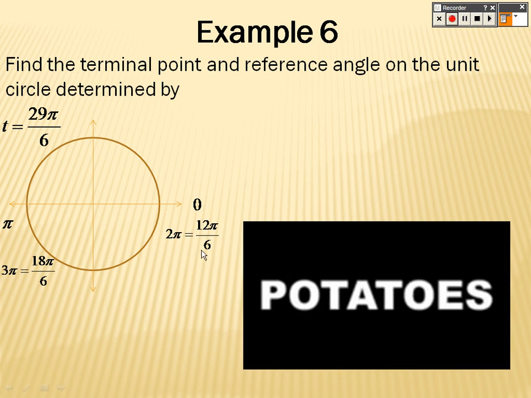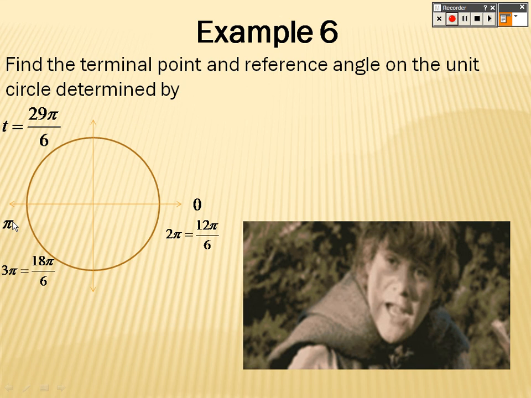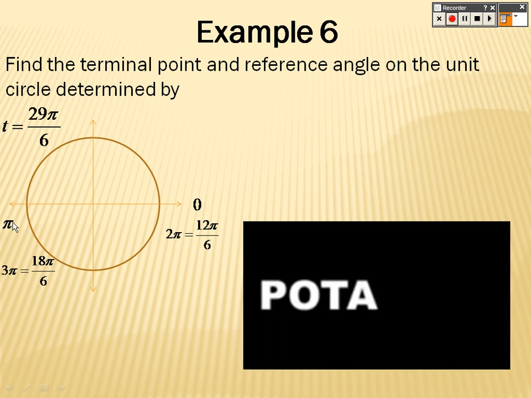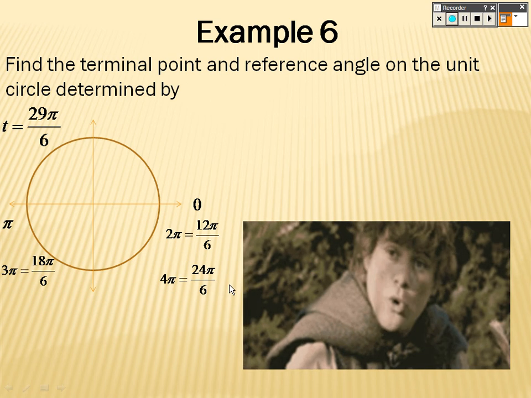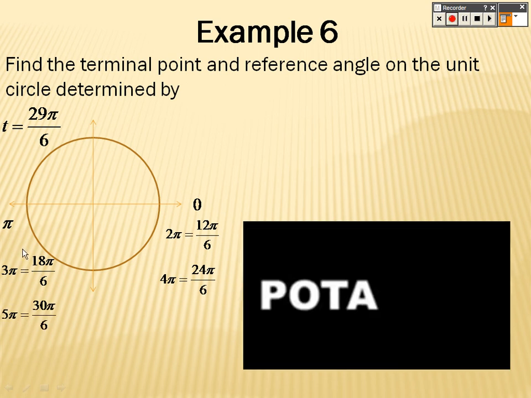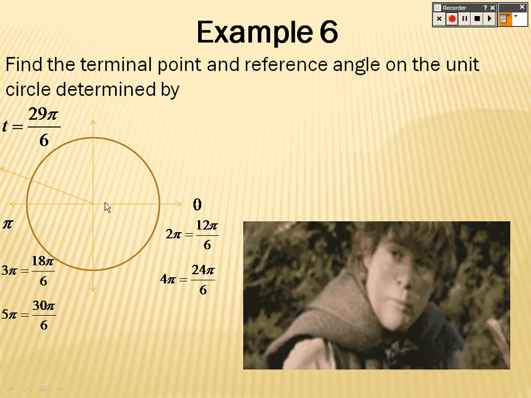I have everything in terms of 6, so we can figure out where it ends. This over here would then be 6 more added on, which would be 18 pi over 6. This would be 24 pi over 6. If it made it the whole way back around again, this would be 30 pi over 6. So it doesn't quite make it, meaning it ends over here in this quadrant.